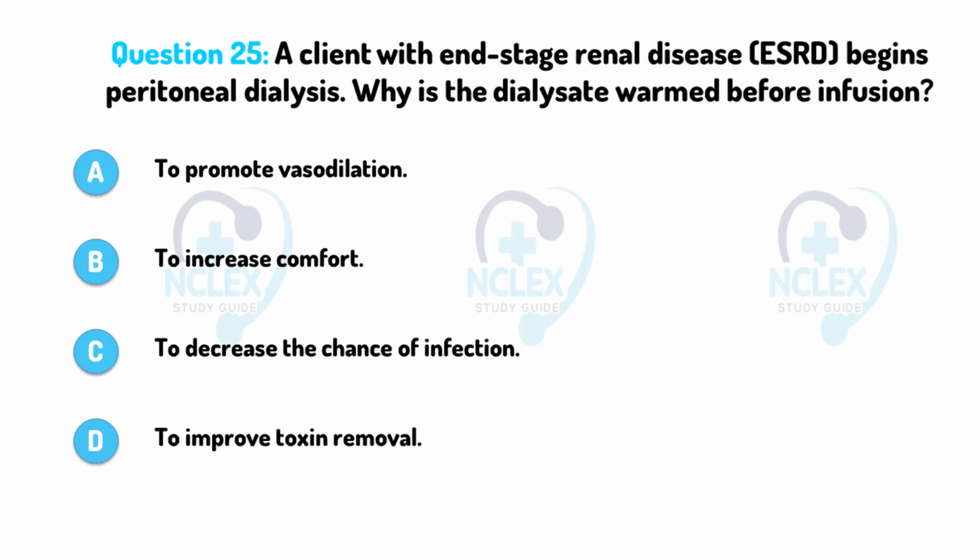Question 25. A client with end-stage renal disease (ESRD) begins peritoneal dialysis. Why is the dialysate warmed before infusion? A. To promote vasodilation. B. To increase comfort. C. To decrease the chance of infection. D. To improve toxin removal.